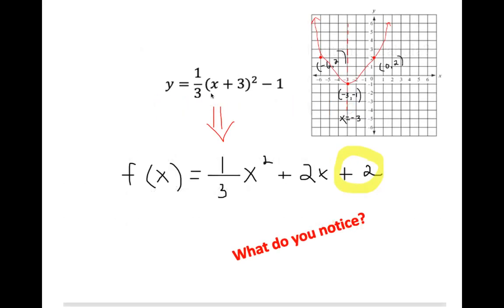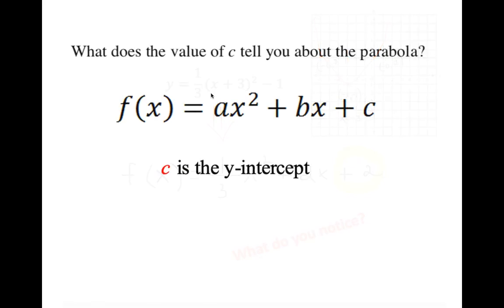Next one I want you to focus on is the number at the end, the 2. If you look at your graph, hopefully you begin to see that the y-intercept is 2. And sure enough, that is exactly the relationship. The number that sits on the end of the standard form, the c, is the y-intercept. And actually that makes sense algebraically as well, because the y-intercept is when x is equal to 0. And if I put a 0 here and a 0 there, these terms essentially disappear. So the y-intercept is c.